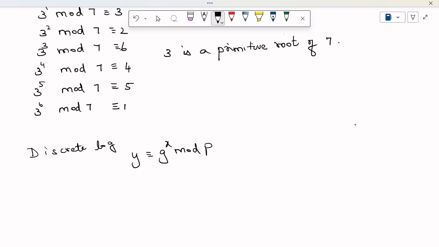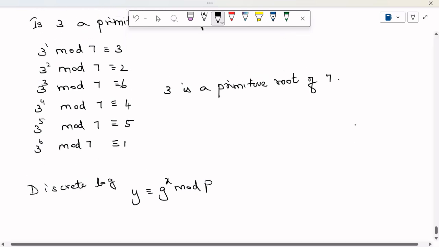So what is actually the discrete log problem? It is very difficult to calculate x. If we are given y, g and p, then it will be difficult to find x. Using this property only, a few cryptographic algorithms will be working.